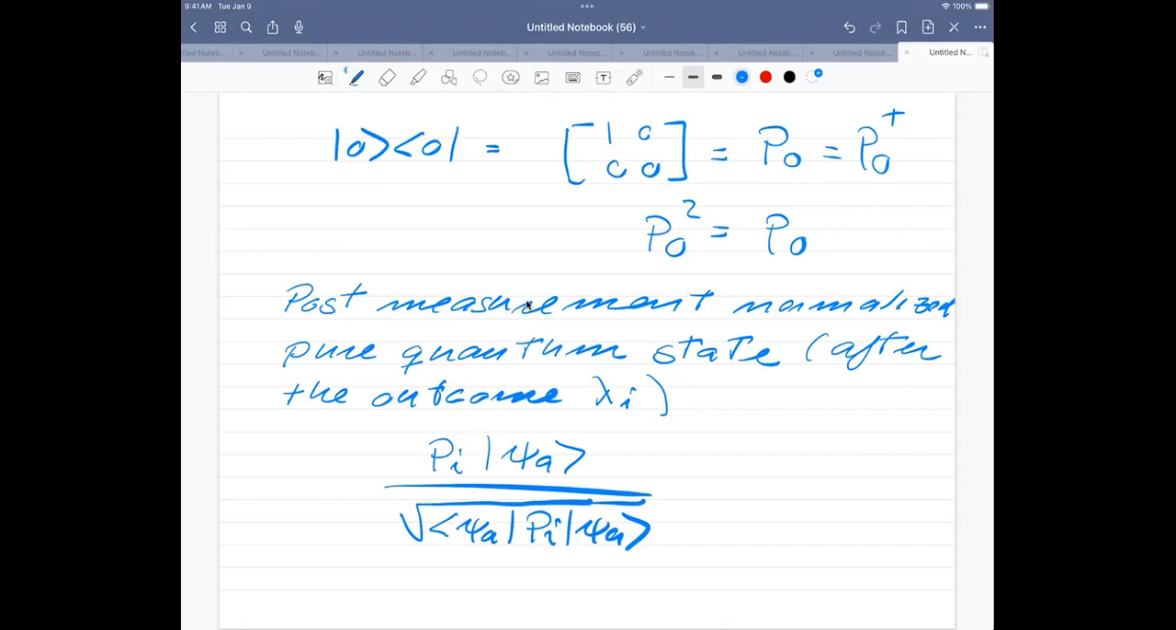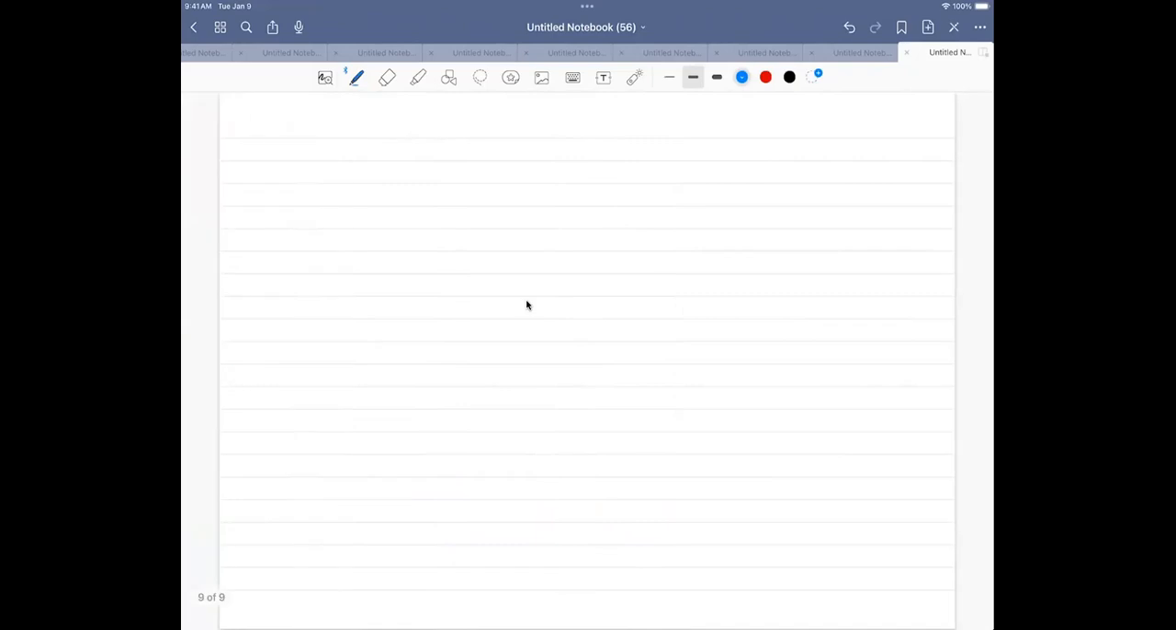So let's look at an example here so that you get some intuition on what this actually means. So this is after the measurement has been done. This is the state you have after the measurement. So it collapses to a pure state. And if we normalize it, we have to divide it by the quantity which you see here. So let's now look at an example.